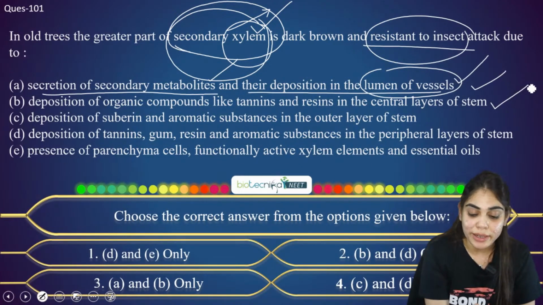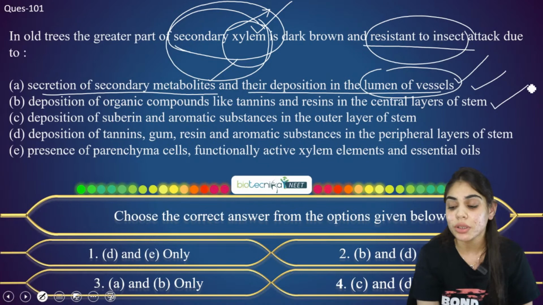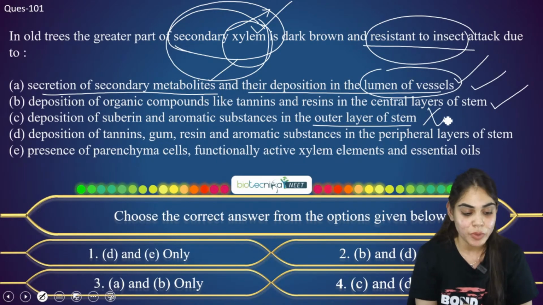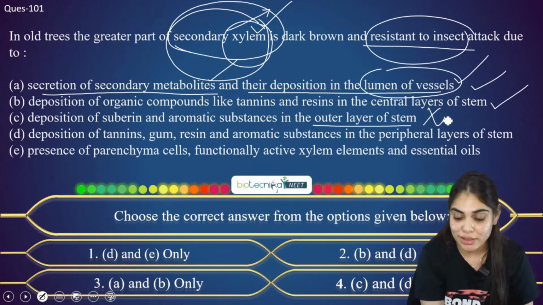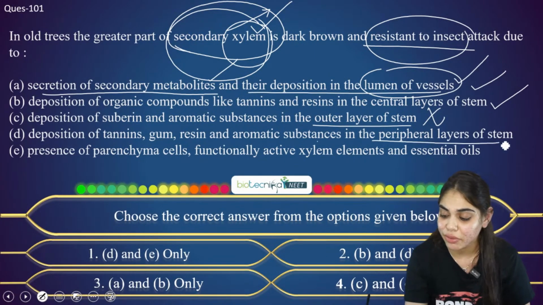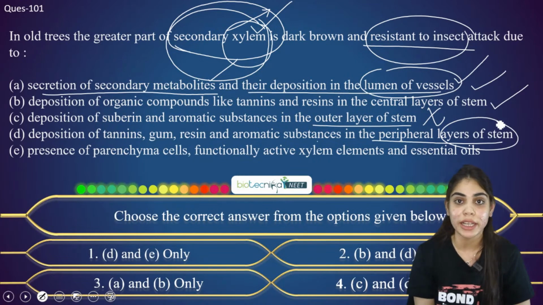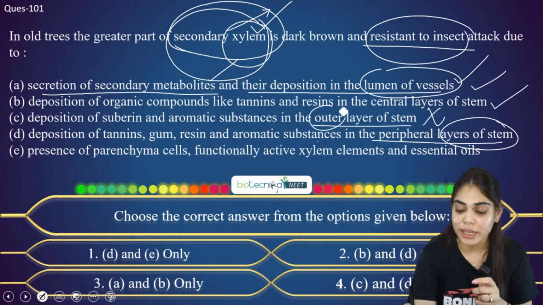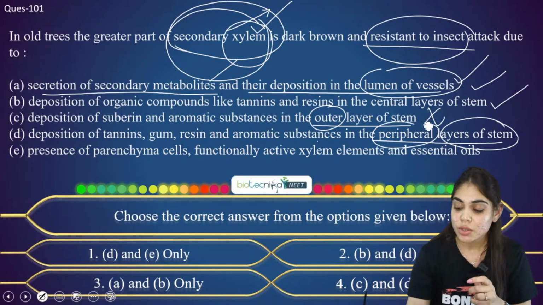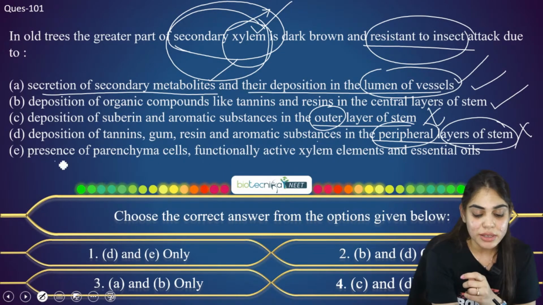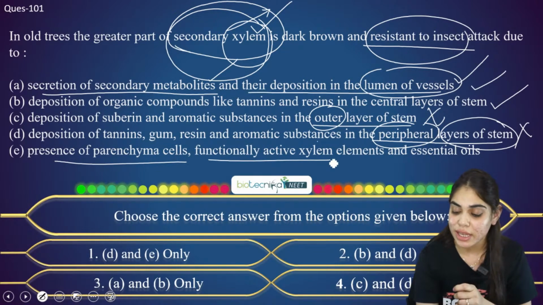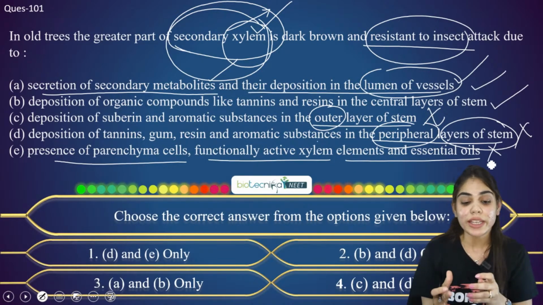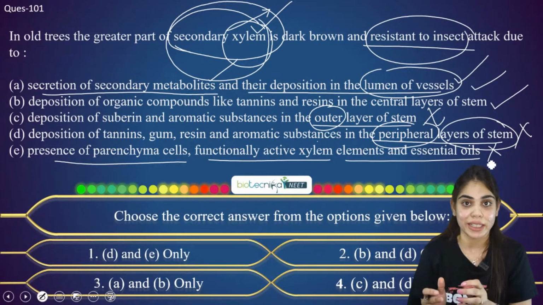Next: deposition of suberin and aromatic compounds in the outer layer of the stem. No way, it is not deposited in the outer layer. Next: deposition of tannin, gum, resin and aromatic substances in the peripheral layer. Again, it is talking about the outer layer. You can see how smartly they are framing the question. Outer and peripheral are both the same, so again, this is the wrong answer. Next: presence of parenchyma cells, functionally active xylem elements and essential oils. This is saying something else. Here the secondary growth is not active.